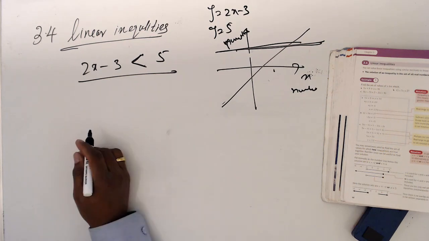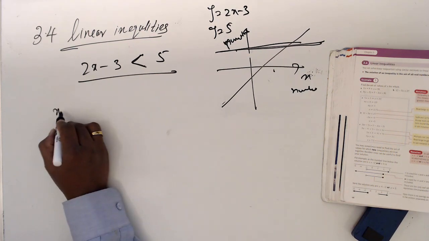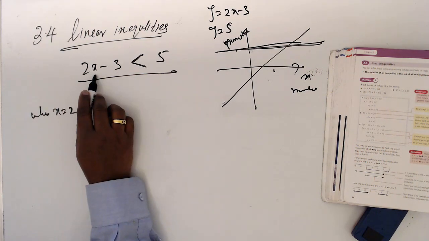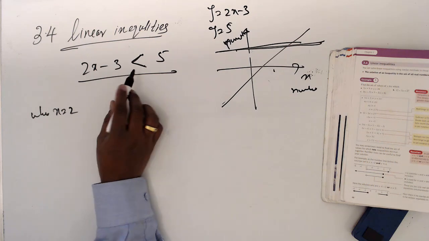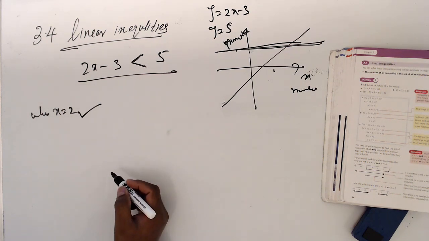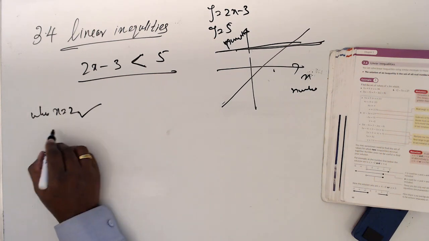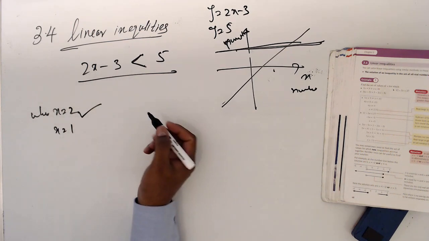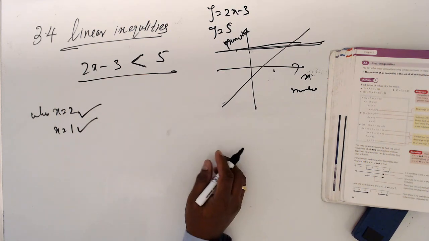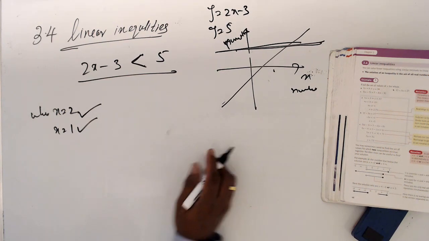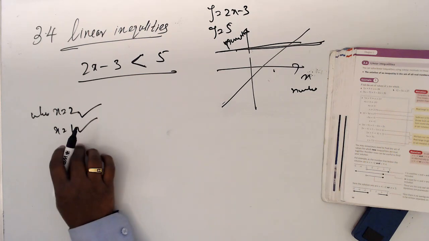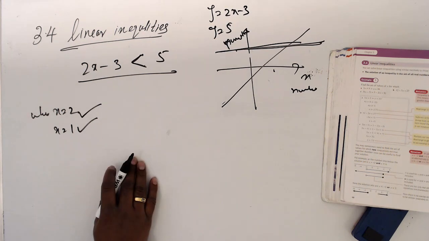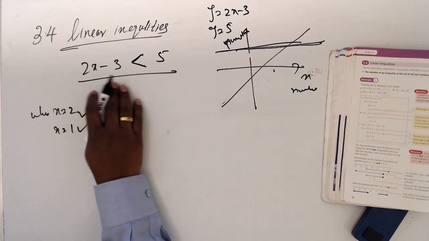Now, what are the solutions to this inequality? We have to try. When x equals 2, 2 times 2 is 4, 4 minus 3 is 1, so x equals 2 is an answer. Another one, x equals 1: 2 times 1 minus 3 is minus 1, so x equals 1 is also an answer. Now, instead of this trial and error, you have a simple method to find all the values which satisfy this inequality.